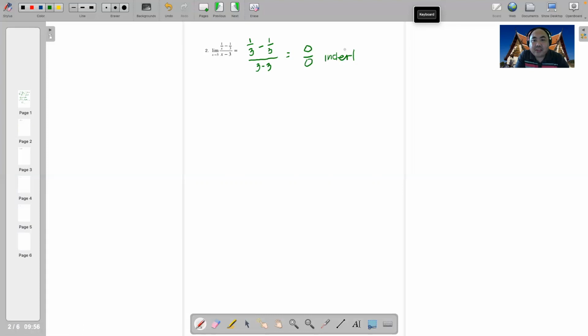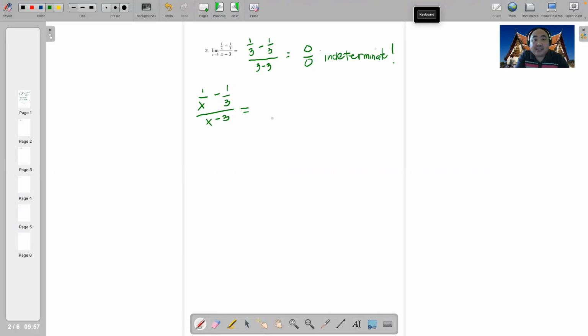And because it is indeterminate, we are told that we should find an equivalent function so that when we do substitution, we will not get 0 over 0. So our job is to first find an equivalent function to 1 over x minus 1/3 all over x minus 3. Now allow me to use this possibility.